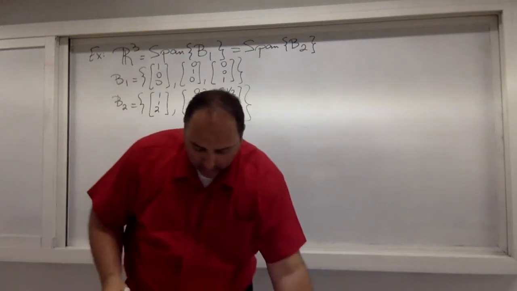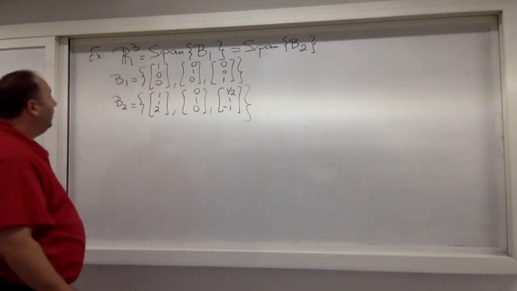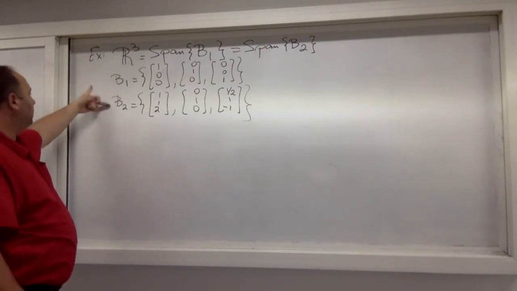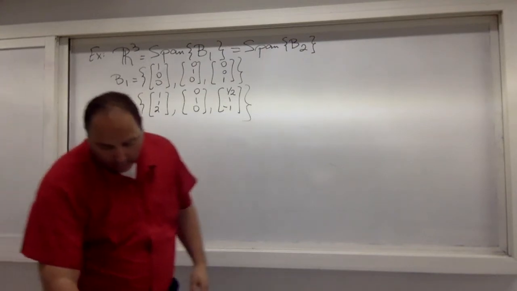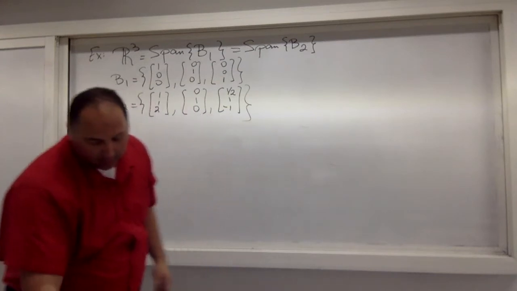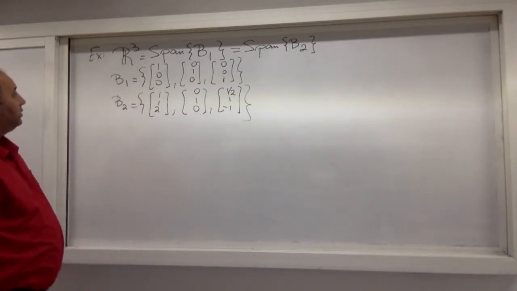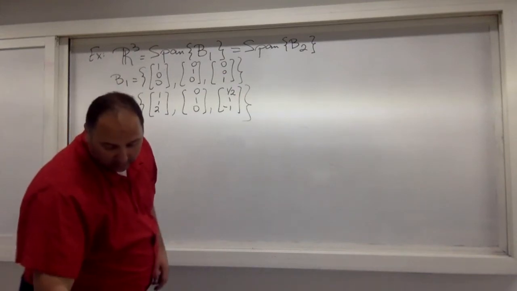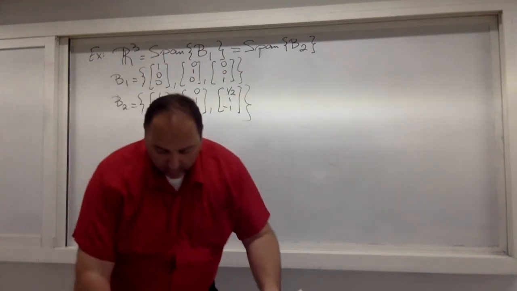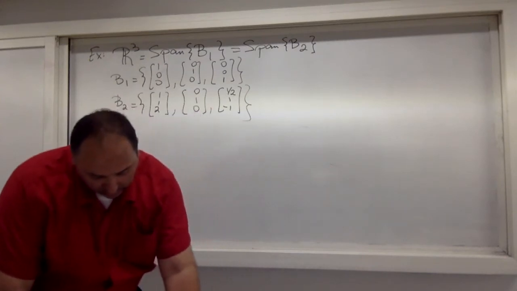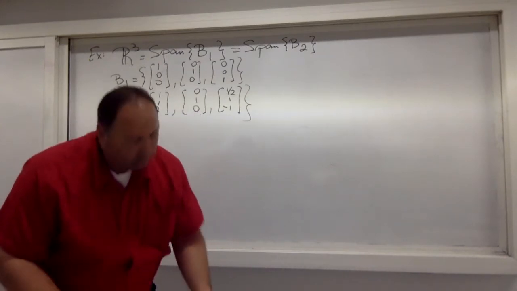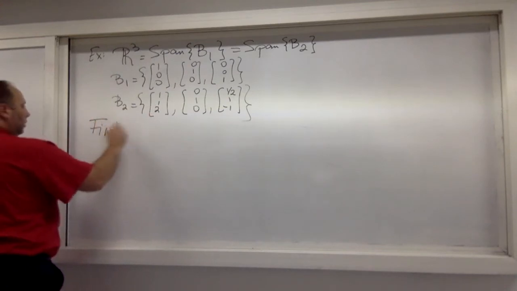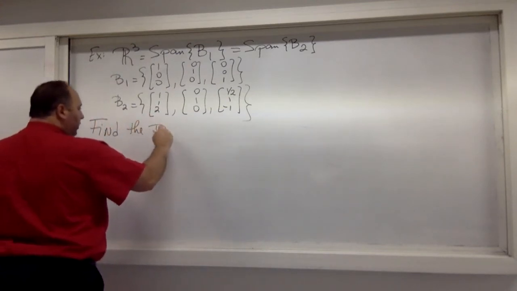Cool. So now what I want is to find transition matrices from basis B1 to B2, let's say, or from basis B2 to basis B1. Whichever one is easier, and then I find the inverse of the other, or solve again, depends. It's the same thing. So if I want to find the transition matrix from B1 to B2, find the transition matrix.